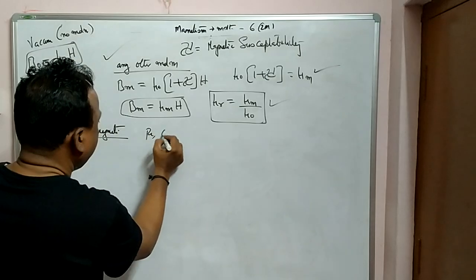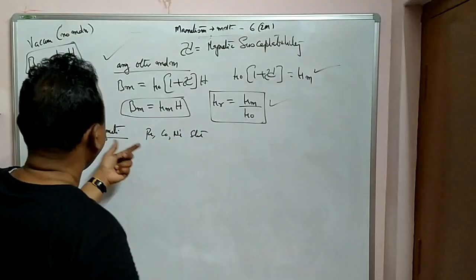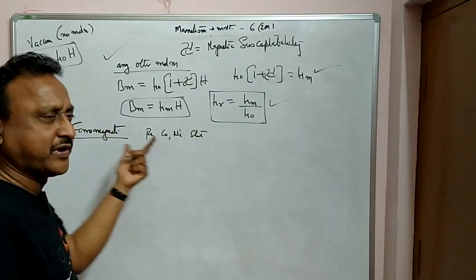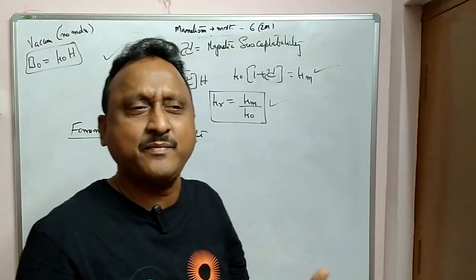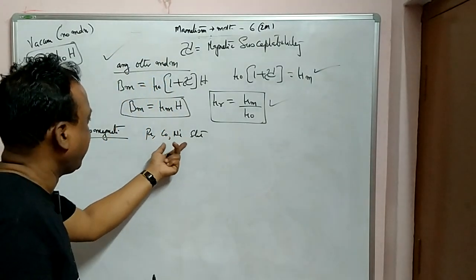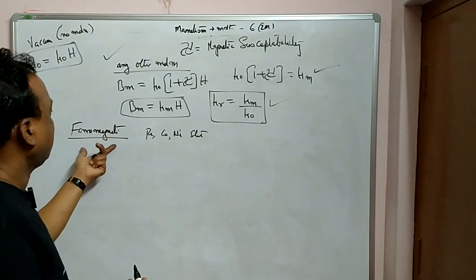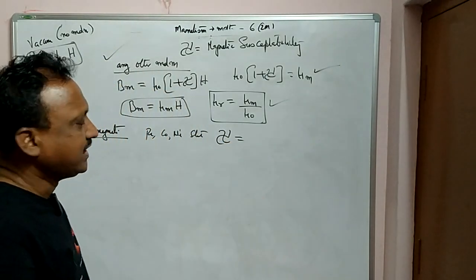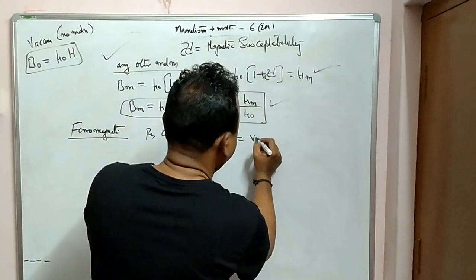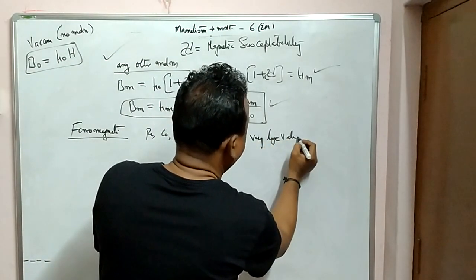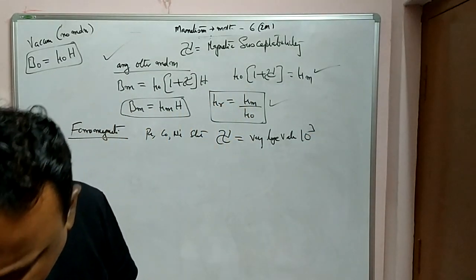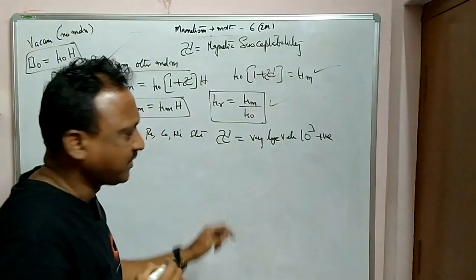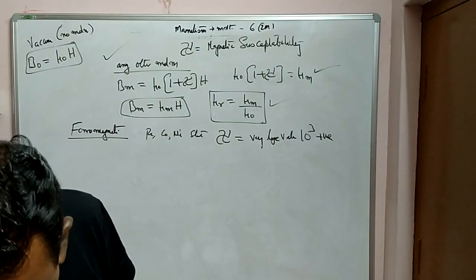For ferromagnetic substances, ferro, like iron, cobalt, nickel, steel, these are strongly attracted by the magnetic particles. These are the examples for ferro. In ferromagnetic substances, the susceptibility psi or zeta is a very large value, around thousands, 10 power 3, and it is a positive value.